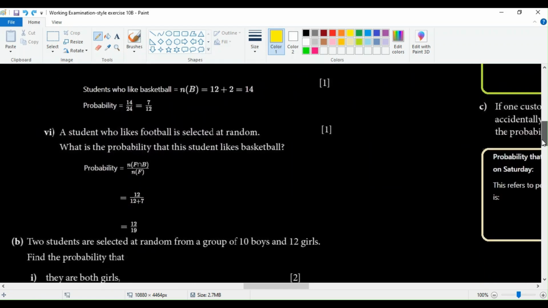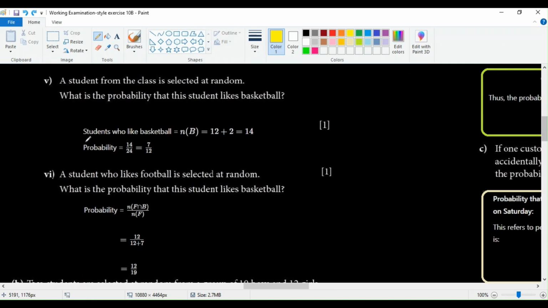Now comes part 5. It says a student from the class is selected at random. What is the probability that this student likes basketball? Now it is 12 plus 2, which is 14. That means 14 out of 24 students like basketball. So simplification gives you 7 over 12 as the answer for this part of the question.